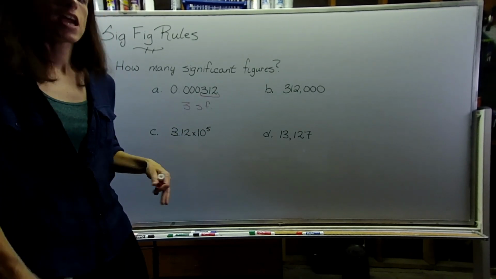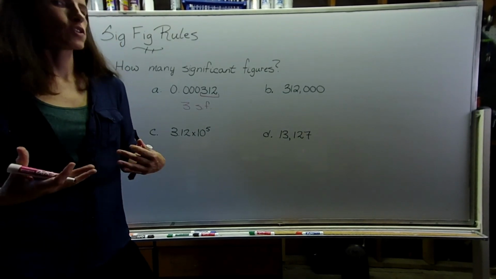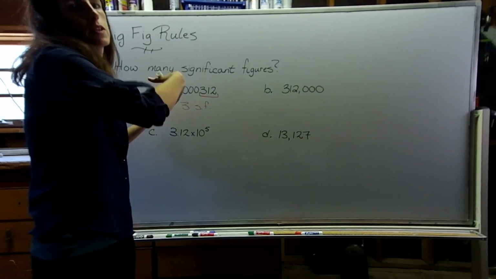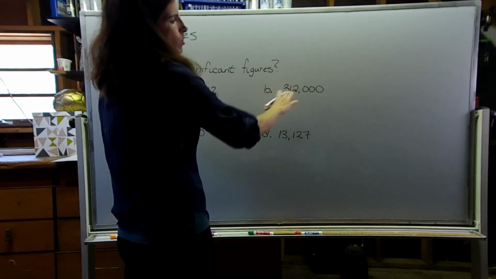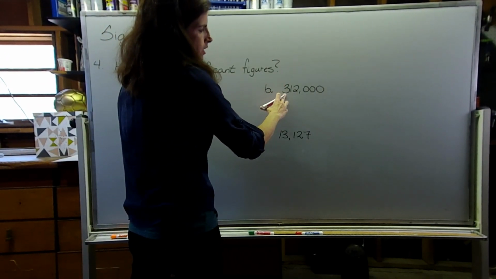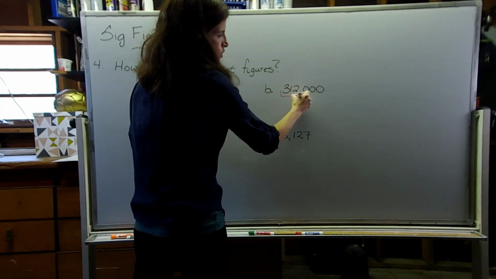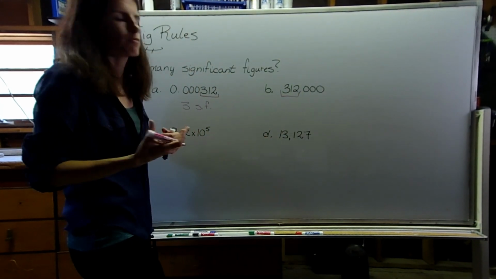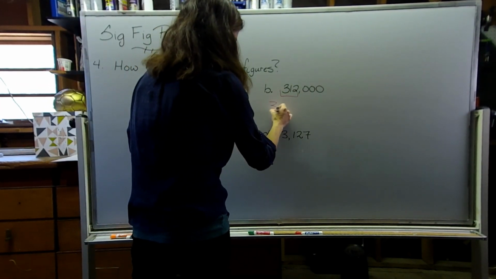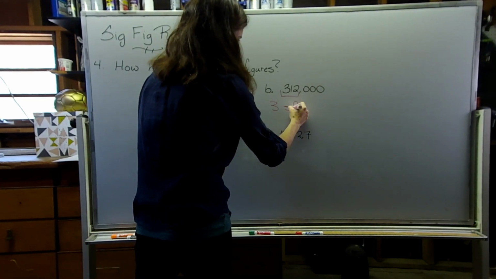On letter B, another example of placeholder zeros, except this time those zeros just make the number larger. So I'm only going to count these first 3 non-zero values up front, and I'm going to say that I have 3 sig figs for letter B.